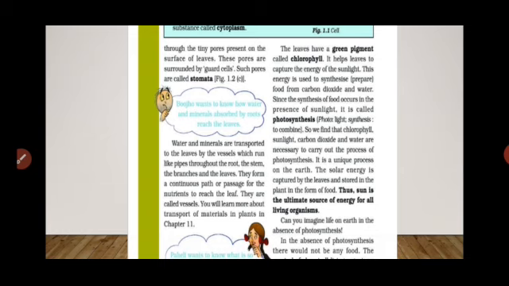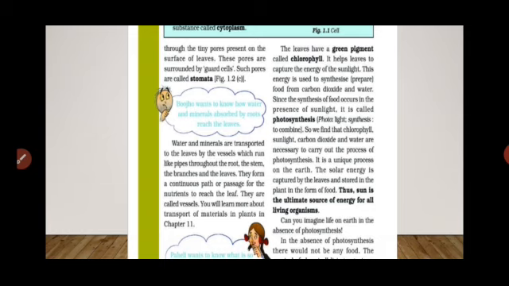Chlorophyll is a green pigment. Chlorophyll is a green pigment present in the leaves, and it helps leaves to capture the energy of sunlight. This energy is used to synthesize or prepare food from carbon dioxide and water.